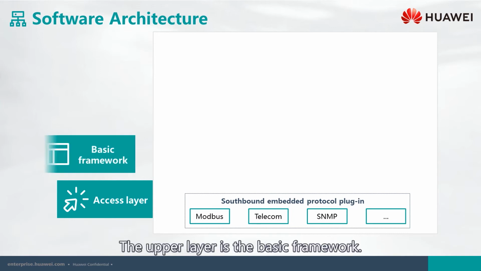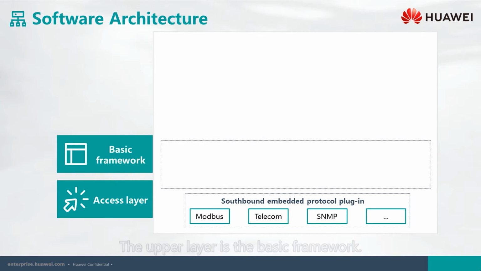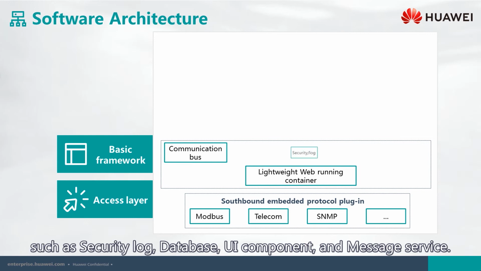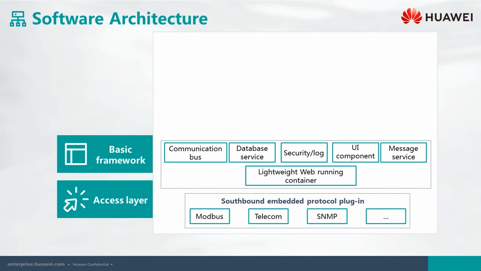The upper layer is the basic framework. It includes lightweight web running containers such as security log, database, UI component, and message service.